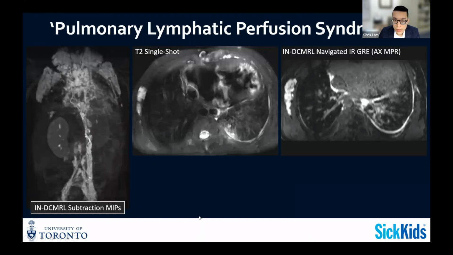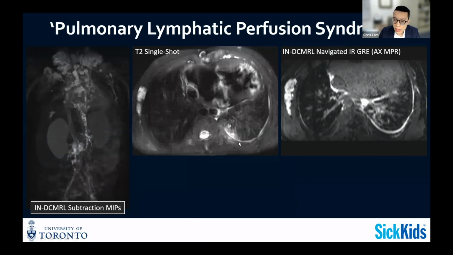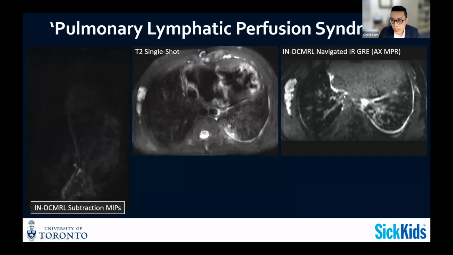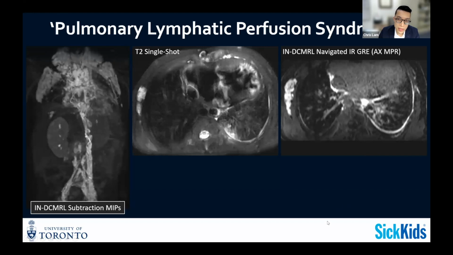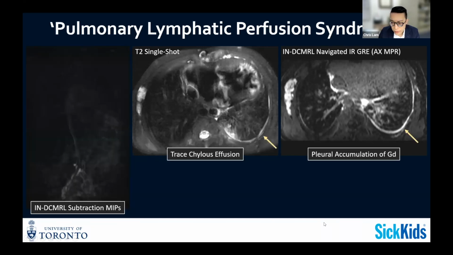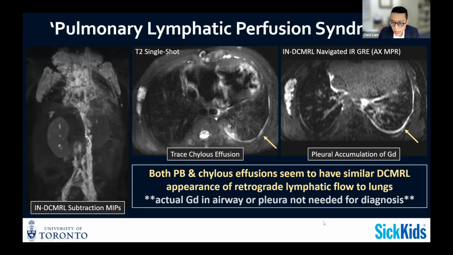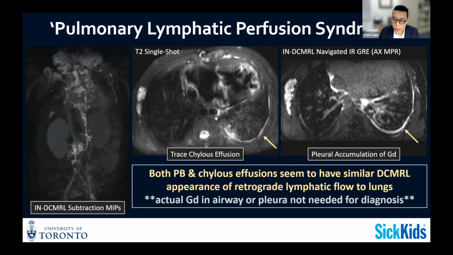Sometimes this is termed pulmonary lymphatic perfusion syndrome. This patient also, you can see, has a trace effusion on T2 weighted imaging, and then after injection of contrast into the lymphatic system, it also leaks directly into the left pleural space, causing chylous effusion. So both plastic bronchitis and chylous effusion seem to have this similar DCMRL appearance of retrograde lymphatic flow to the lungs.